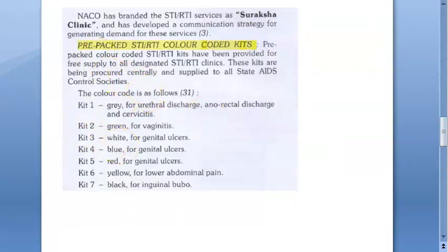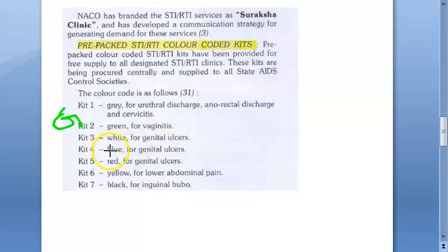Leave this, okay? Then we will go here. So you have what and all kits? 7 kits are there. Gray. Gray is for what? Urethral discharge. Okay, gray is for urethral discharge, anorectal discharge, cervicitis. Mainly remember urethral, okay? Urethral discharge, anorectal discharge, cervicitis. Then kit 2 is green. Green again is kit 2, it is for women, right? Vaginitis. So kit 2 is green, vaginitis.